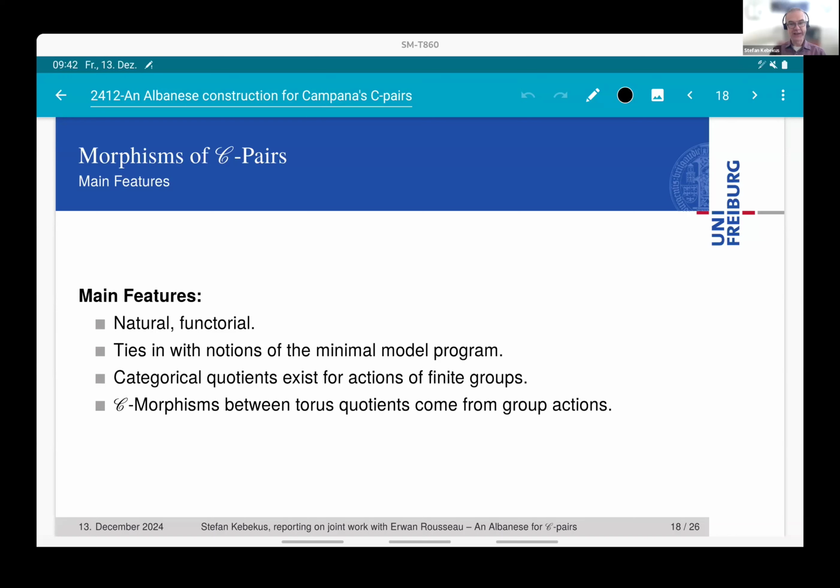if you have a torus quotient and you have a morphism between them, torus quotients could be rational varieties. They could basically be of any geometry. And there are lots of morphisms between them because the automorphism group of these rational varieties tends to be large. But very few of them are C morphisms. When you have a C morphism between torus quotients, then it respects the group structure. So it comes from a Lie group quotient. This is a non-trivial statement and it needs to be proven.